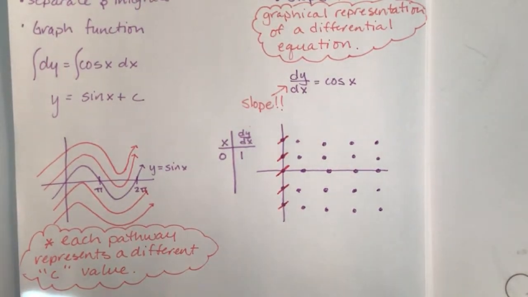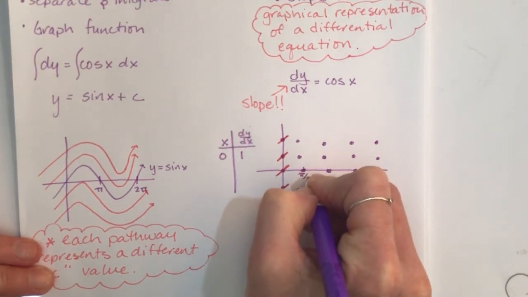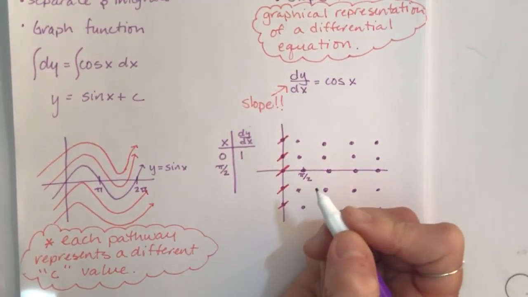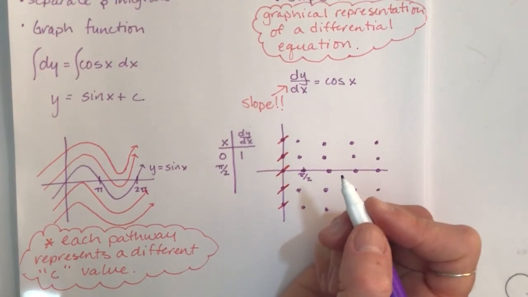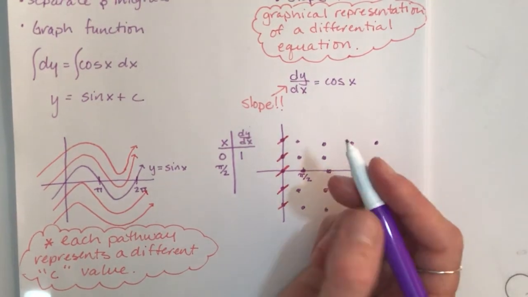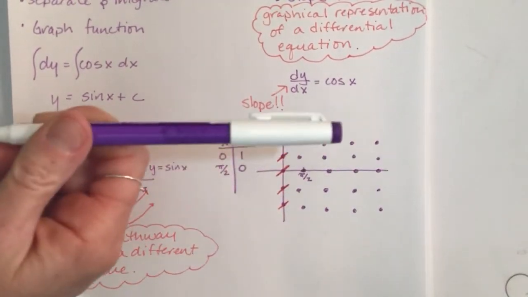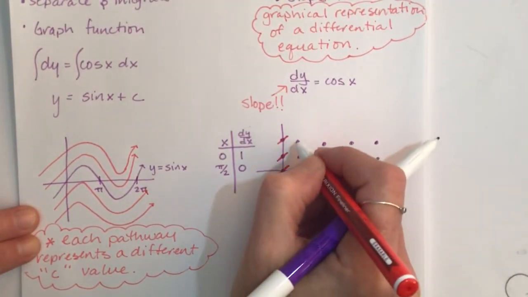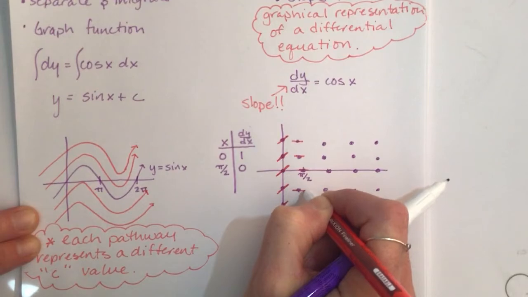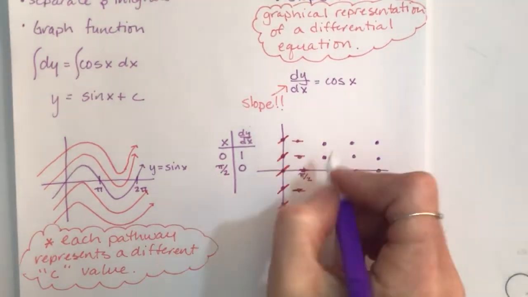Okay, now our next spot here would be pi over 2, for trig, anyway. For everything else, it's going to be integers like 1, 2, 3, -1, -2, -3. So for cosine of pi over 2, we know that one is 0. And a slope of 0 is just a horizontal line. So when x is pi over 2, we've got 0 slope. And you can kind of see our slope field emerging now, right? And we're going to keep going.